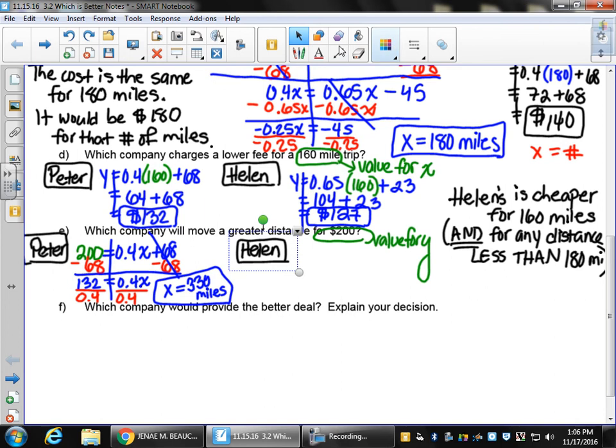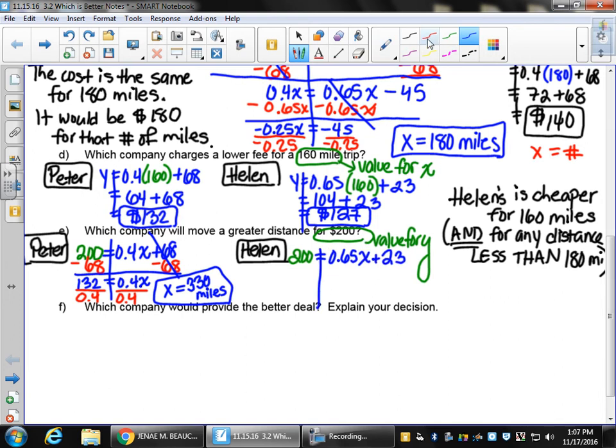Now let's work on calculating for Helen's company. So again, that will be 200 equals, this time, 0.65x plus 23. Go ahead and pause. Finish solving for x, please.